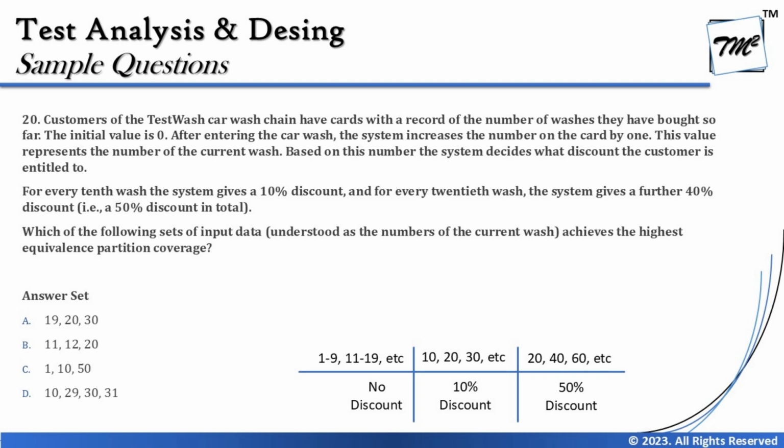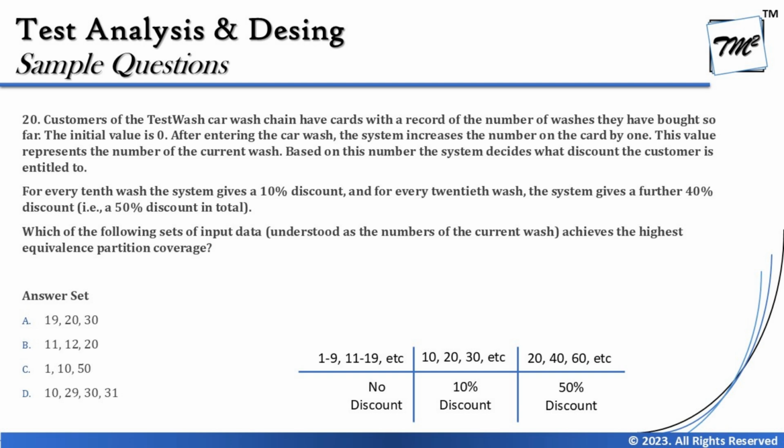That means I would prefer to take 20 in the third range rather than the second range, and then try to cover all three partitions if I do not find any better option than this. Okay. B, 11 is in the first range, 12 is also in the first range, and 20 is in the second range. But the question is, which achieves the highest equivalence partition coverage? So this option B covers only 2 of them.